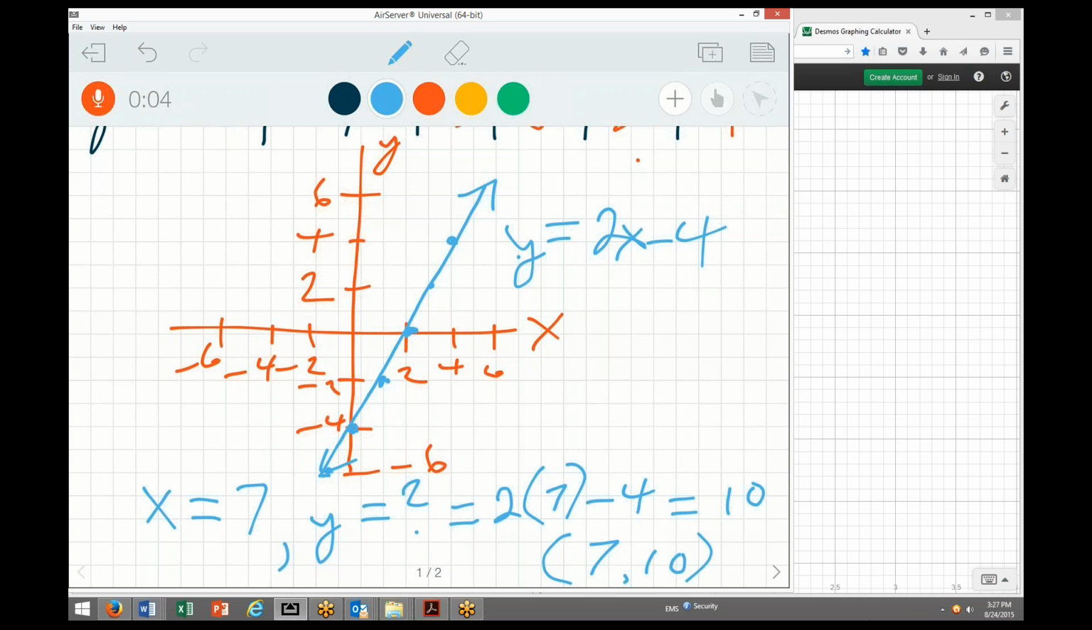So anytime you need a solution point for an equation, you can just plug in a random value for x, as long as that value of x makes sense with that equation, and then solve it for y, and those two numbers, the x coordinate and the y coordinate, will give you a solution point for that equation.